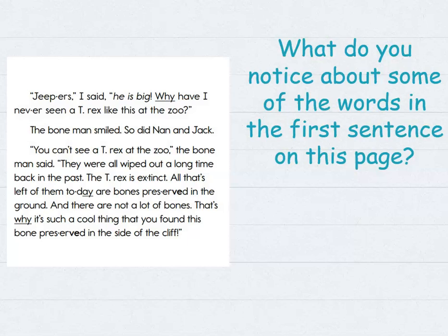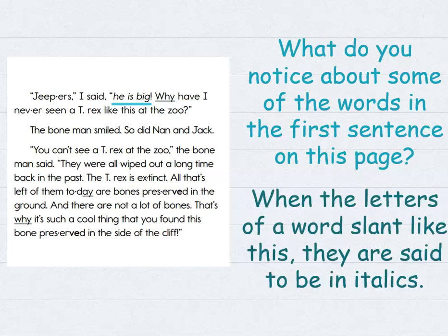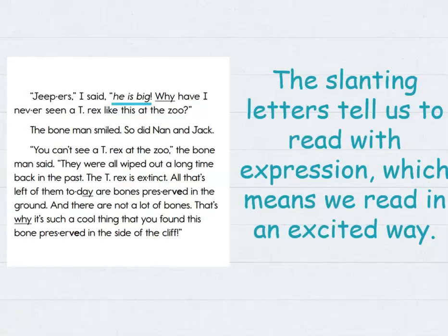What do you notice about some of the words in the first sentence on this page? This is a page from our story we're going to read today. What do you notice about some of those words? I noticed that those words are slanted. When the letters of a word slant like this, they are said to be in italics. The slanting letters tell us to read with expression, which means we read in an excited way.